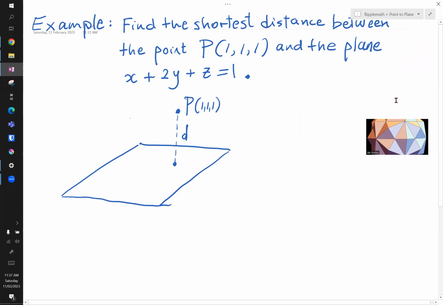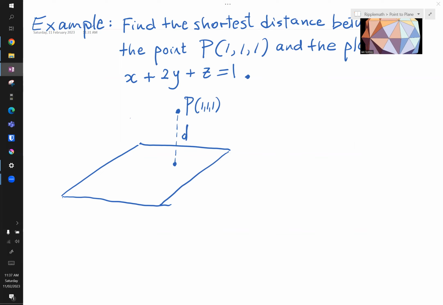So we've got to find the shortest distance between the point (1, 1, 1) and the plane x + 2y + z = 1. Now, the key to this is using the projection formula, and I'll get to that in a minute. But what we need is another point in the plane. We'll call that point A.